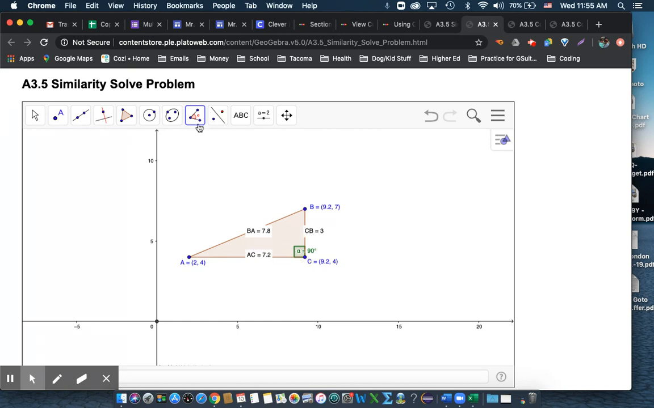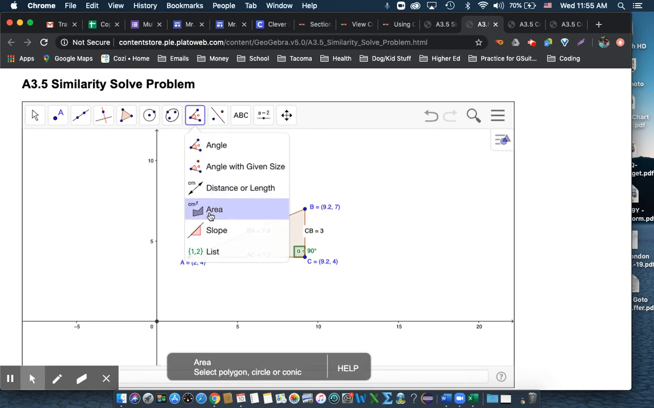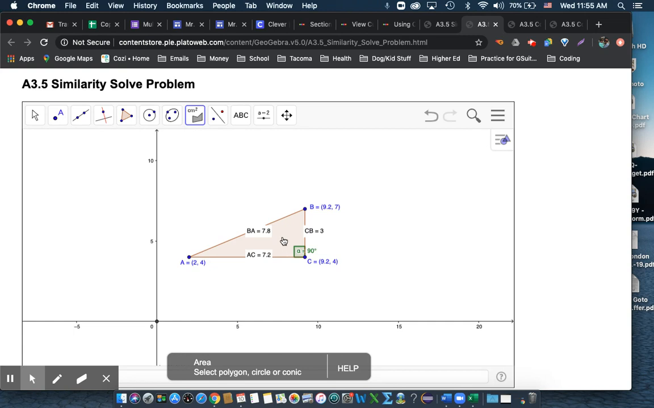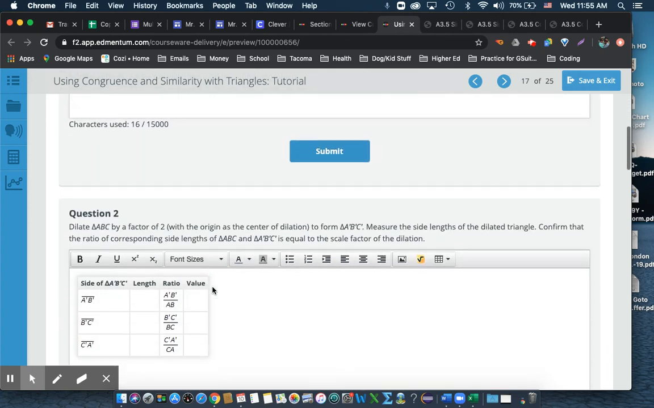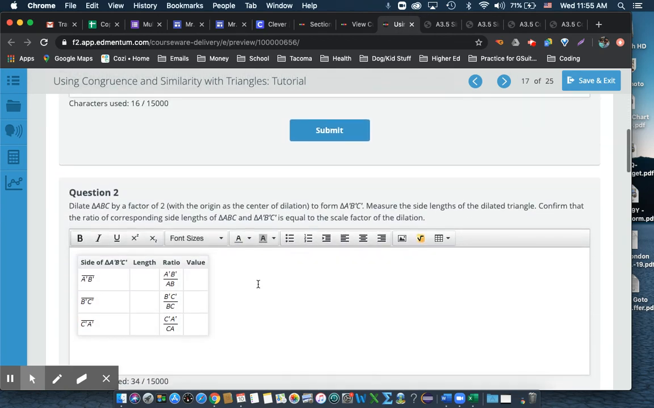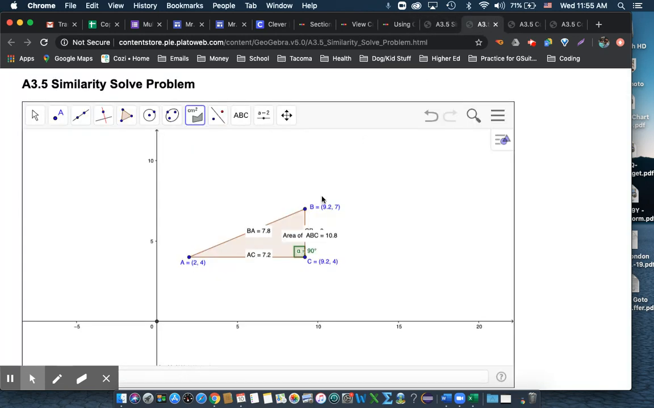Luckily, there is a little tool here called area. So all you got to do is click on this, click on the area that you want, ba-boom. Okay, so I know the area of ABC is 10.8. So you would take those four pieces of information and type them in right here. But the next thing they want us to do is dilate by a scale factor of 2.